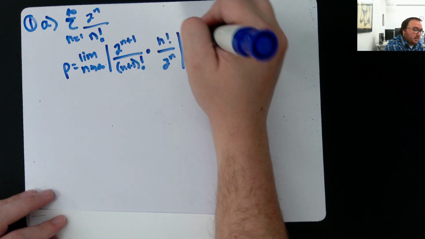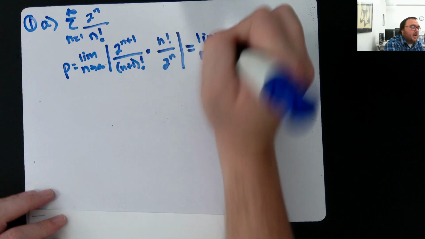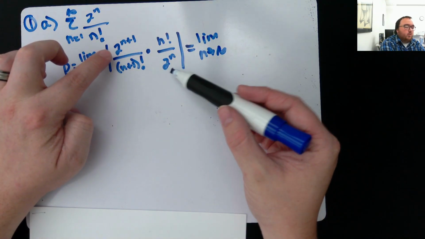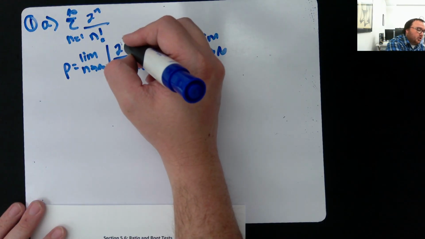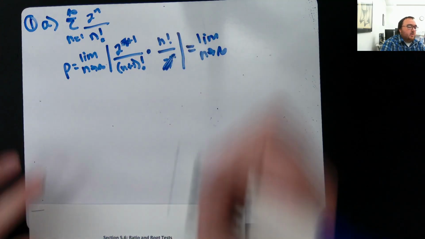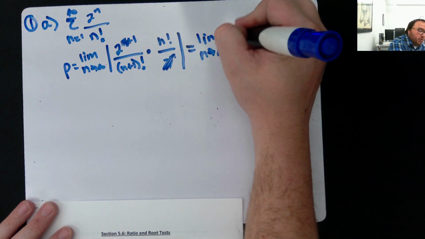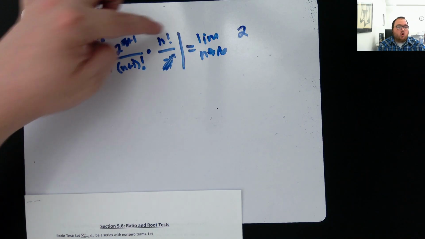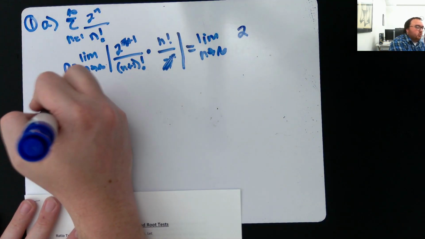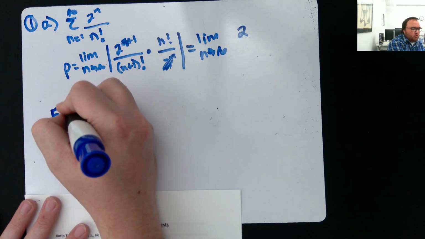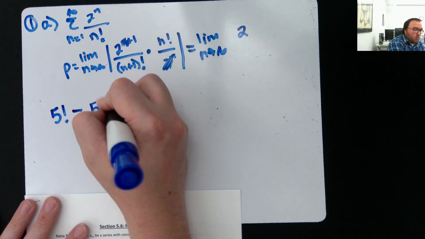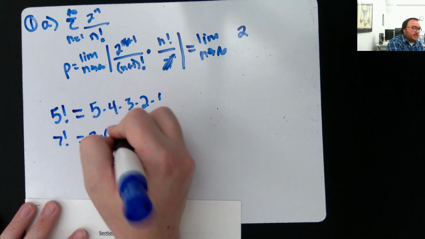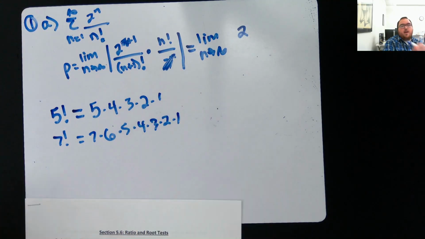Let's simplify this. Limit as n goes to infinity. The absolute value sign, everything is already positive, so I'm good there. 2 to the n plus 1 over 2 to the n. I can cancel out the 2 to the n's, which leaves me with just 2 to the first on top. So 2. And let's see what happens between n factorial over n plus 1 factorial. So remember what factorial means. Like 5 factorial would be 5 times 4 times 3 times 2 times 1. 7 factorial would be 7 times 6 times 5 times 4 times 3 times 2 times 1, and on and on.